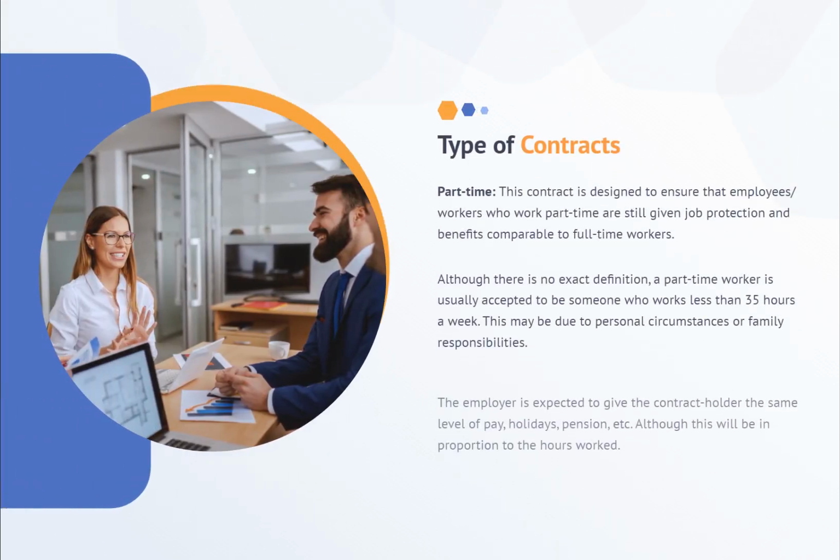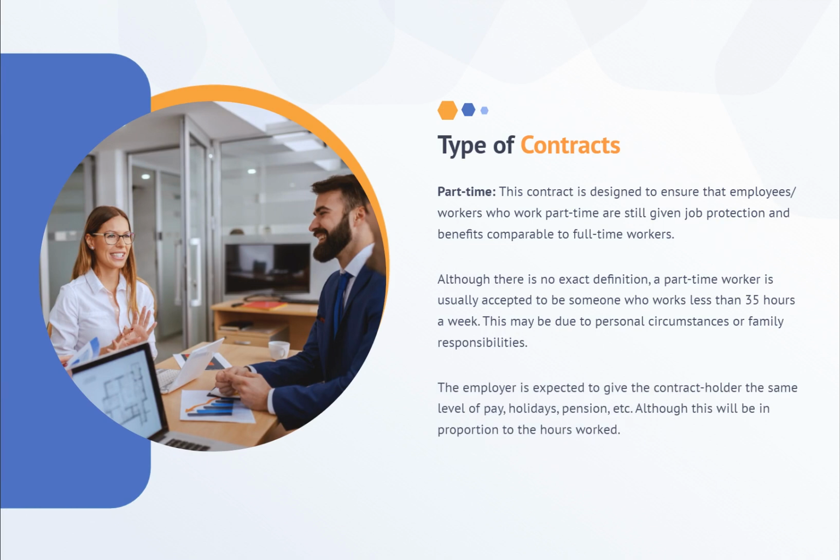Part-time. This contract is designed to ensure that employees or workers who work part-time are still given job protection and benefits comparable to full-time workers. Although there is no exact definition, a part-time worker is usually accepted to be someone who works less than 35 hours a week. This may be due to personal circumstances or family responsibilities. The employer is expected to give the contract holder the same level of pay, holidays, pension, etc., although this will be in proportion to the hours worked.